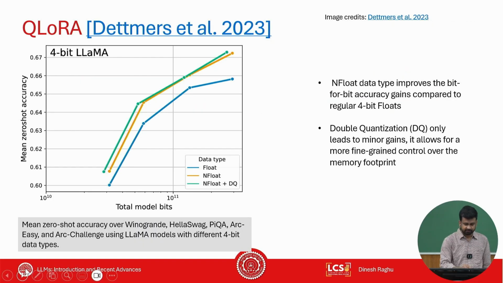So here, all these three graphs are 4-bit quantization. The only difference here is that this is simple FP4, right? The orange line is the normal float. So there is a good improvement in accuracy from FP4 to normal float 4. But like I said earlier, double quantization does not give you as much improvement in accuracy, but it gives you a lot of space, right? So you reduce on storage.